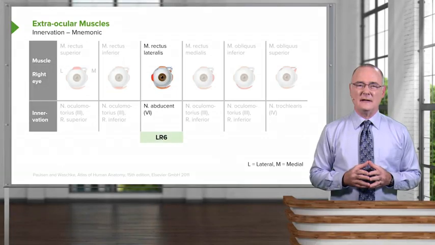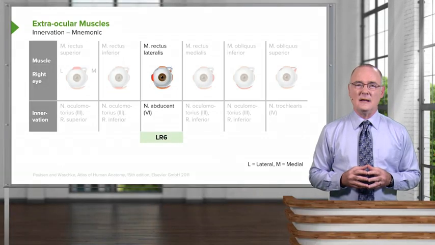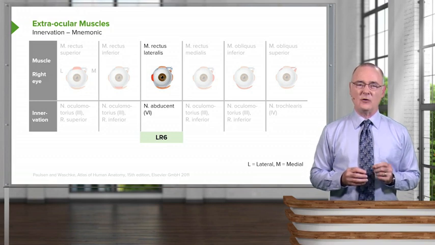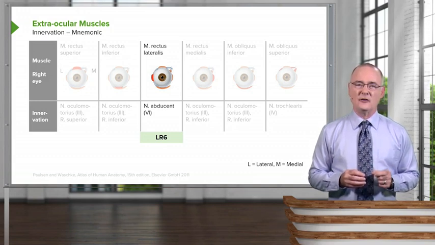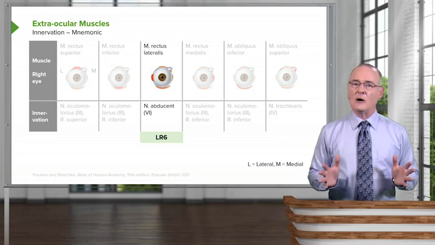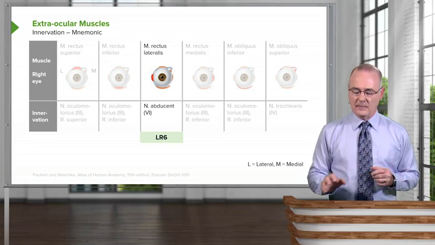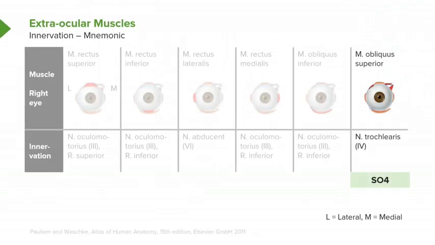Here we're looking at the mnemonic for the lateral rectus. This is going to be LR6, lateral rectus, LR, and then 6 for cranial nerve number 6, which is the abducent nerve. The superior oblique is going to be innervated by your trochlear nerve, cranial nerve number 4. So the mnemonic here is SO for superior oblique, and then 4 for cranial nerve number 4.